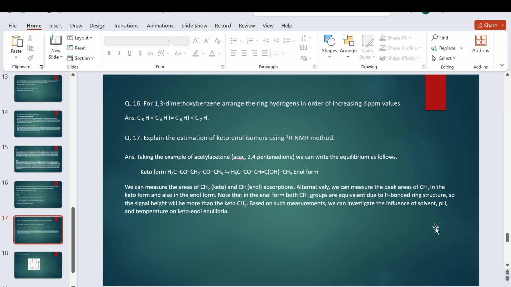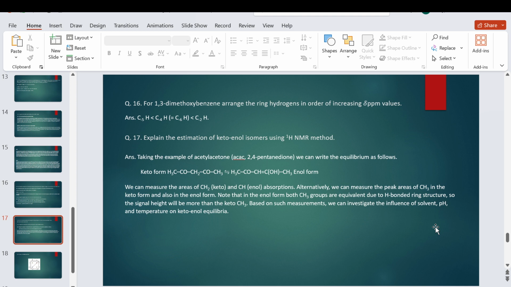Question 16. For 1,3-dimethoxybenzene, arrange the ring hydrogens in order of increasing delta ppm value. Answer is provided. Hydrogen at carbon 2 will have the highest delta ppm value, followed by hydrogen at carbon 4 or carbon 6, followed by carbon 5.